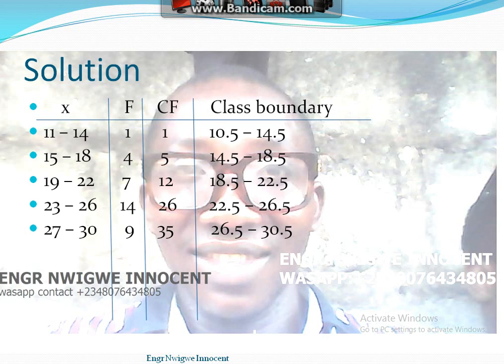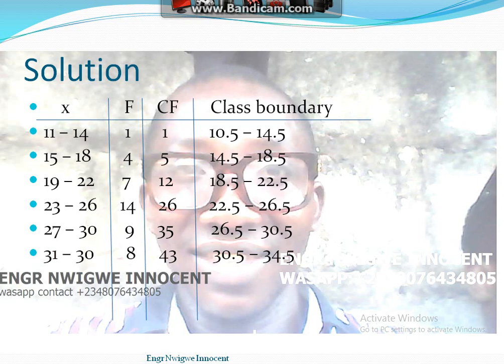The next group of weight is from 31 to 34. The frequency is 8. The cumulative frequency is 35 plus 8, which gives us 43. The class boundary is 30.5, that is 31 minus half, to 34.5, that is 34 plus half.